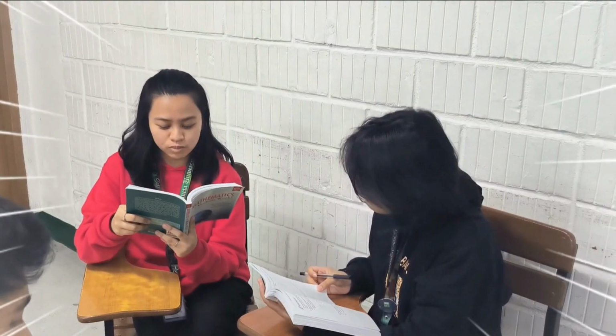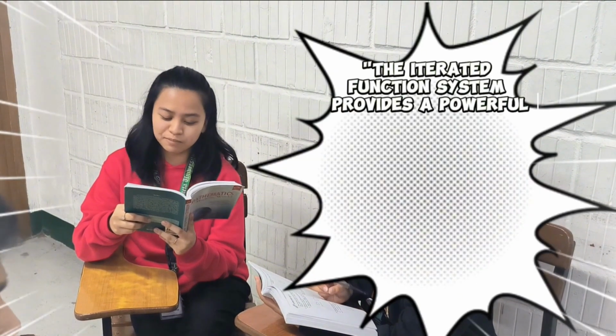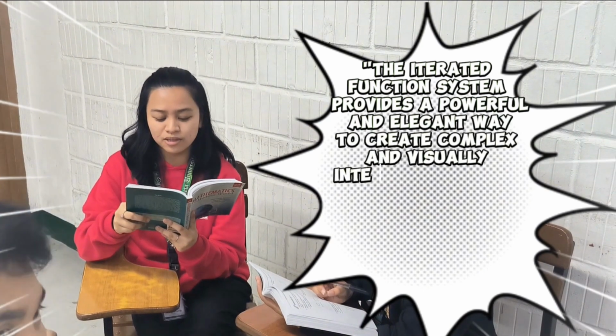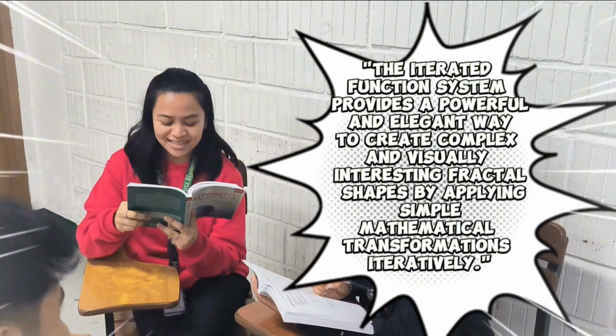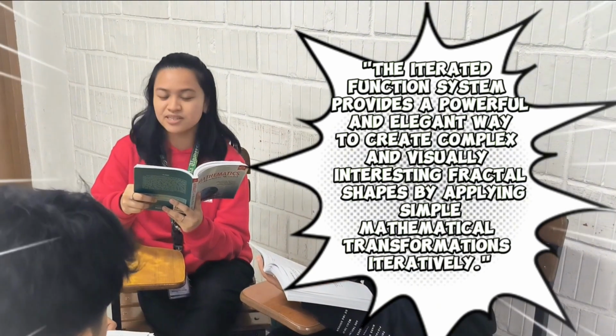According to this book, the iterated function system provides a powerful and elegant way to create complex and visually interesting fractal shapes by applying simple mathematical transformations iteratively.